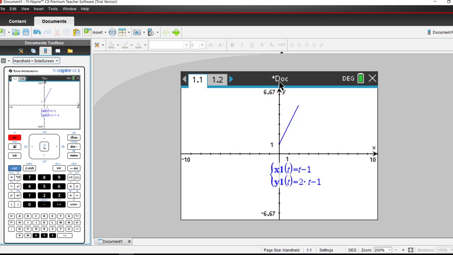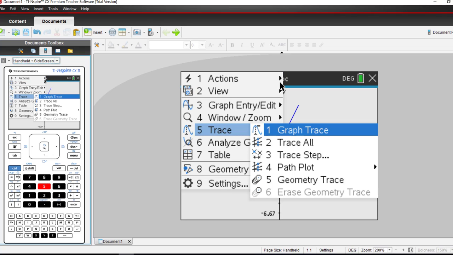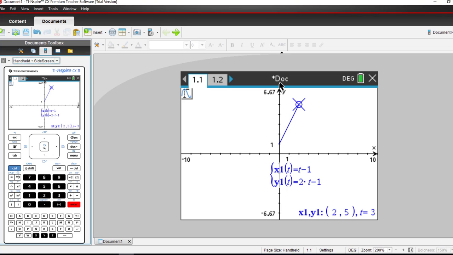on the graph. Now to see the endpoint, I want to hit menu, and then trace, and I'm going to do a graph trace, and you can see it starts at t equals 3 there. Then I'm going to trace, and at the other end I get (0, 1). So you can do it graphically or algebraically.